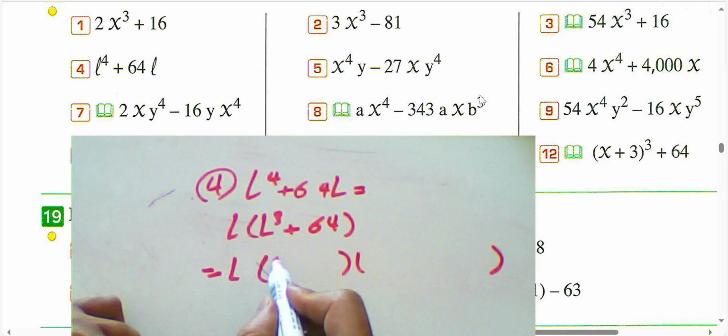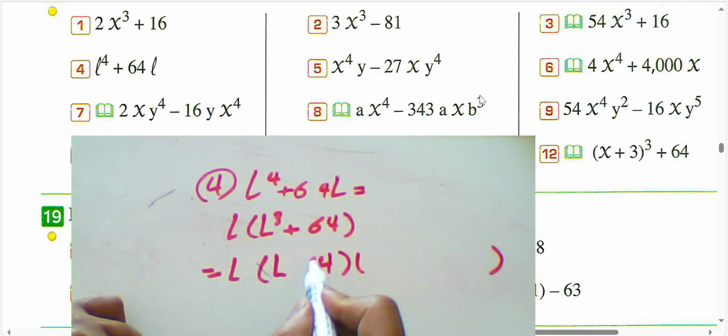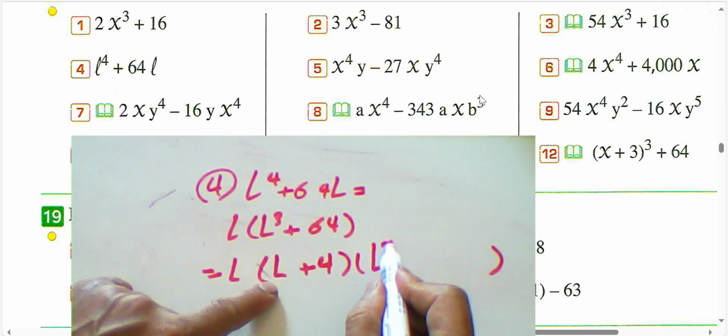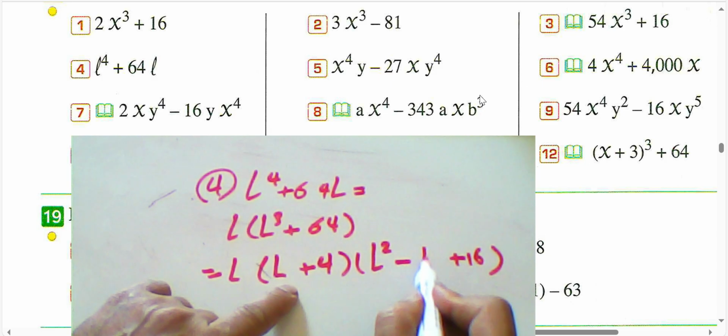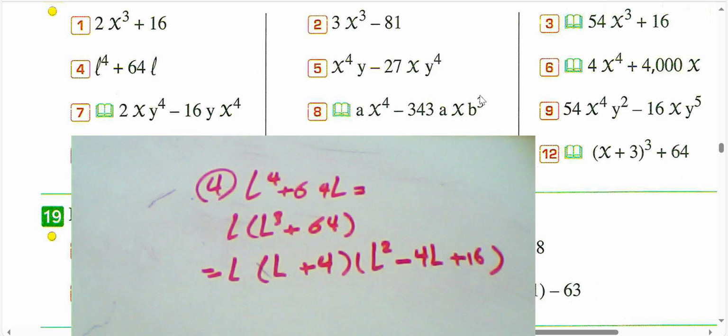Cubic root of the first, it will be L, and cubic root of 64 equals 4. L power 2, it will be L power 2, and 4 power 2 equals 16. In the middle, first and second, change the sign between them.